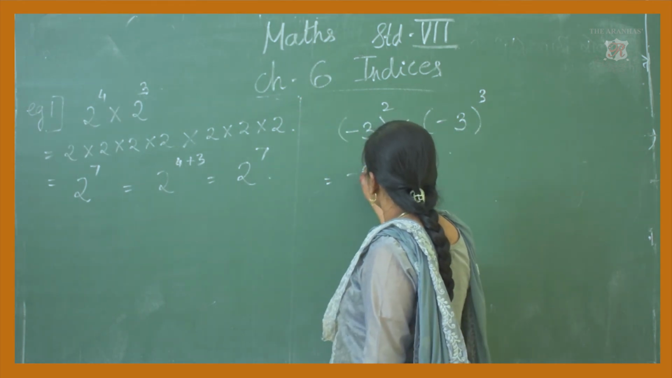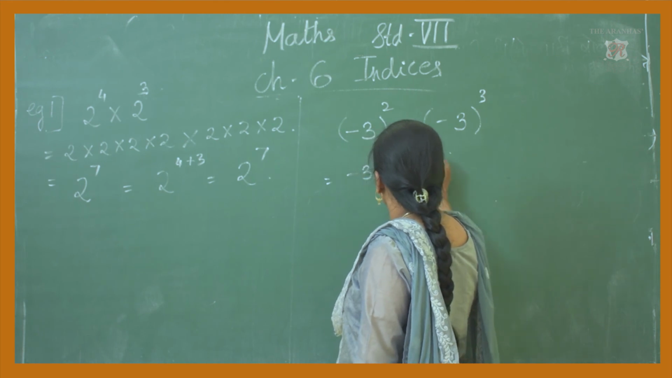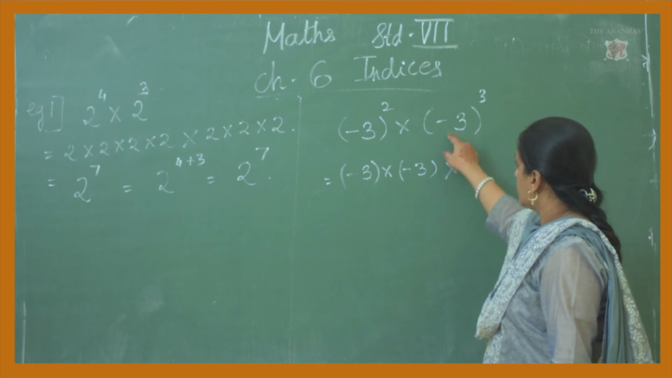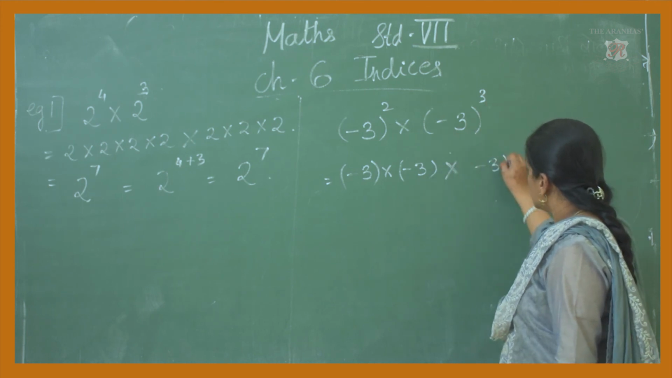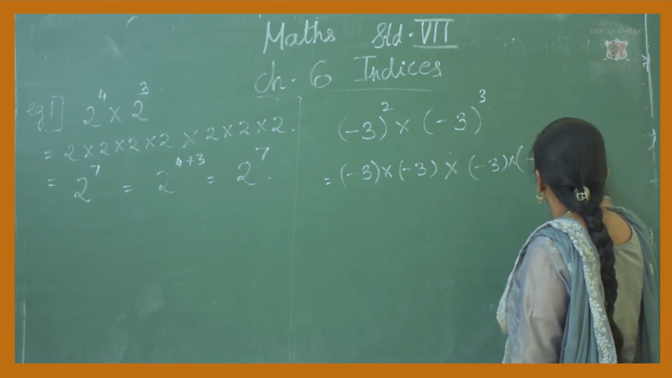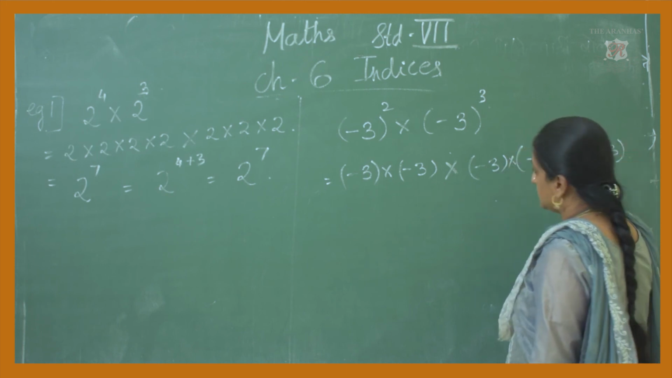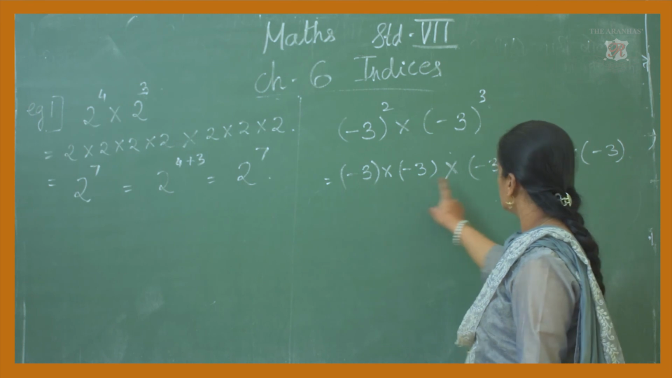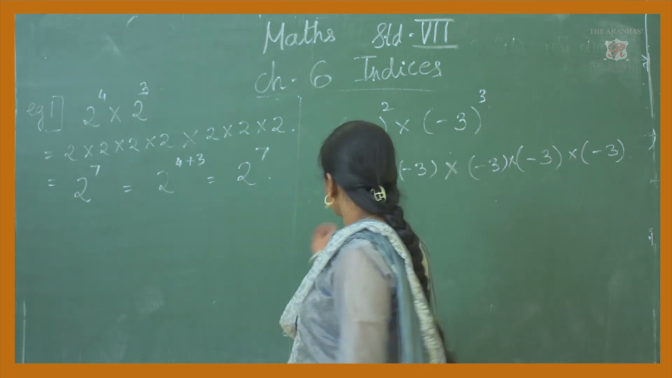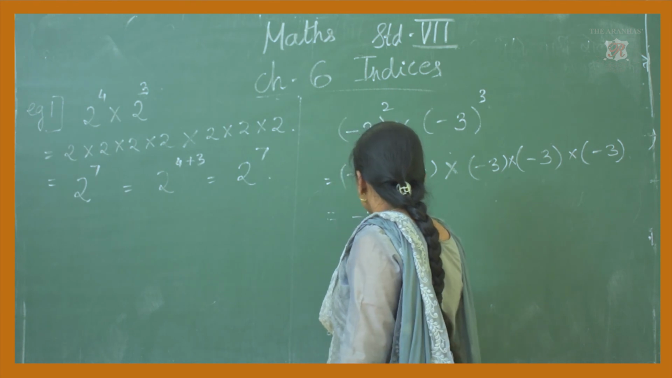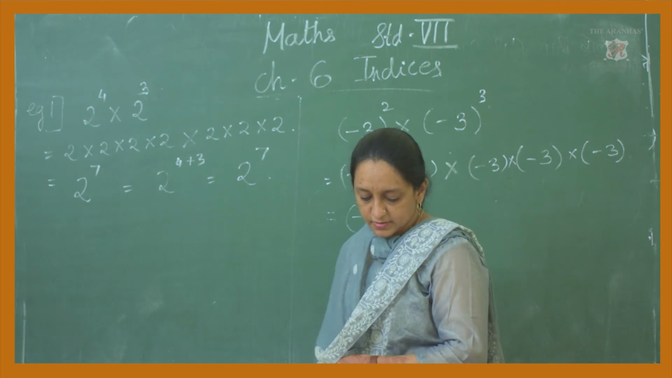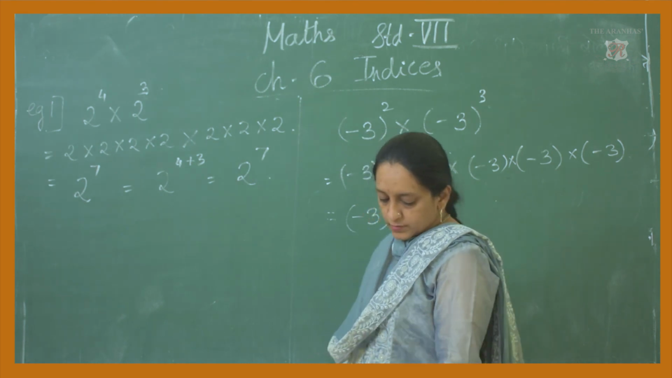Minus 3 raised to 2 means minus 3 multiplied by minus 3, 2 times. And again minus 3 raised to 3 means 3 times minus 3 is multiplied. So how many times in total? 1, 2, 3, 4, 5. 5 times minus 3 is multiplied. So you will write minus 3 raised to 5. Because 5 times you can see here minus 3, minus 3, minus 3.